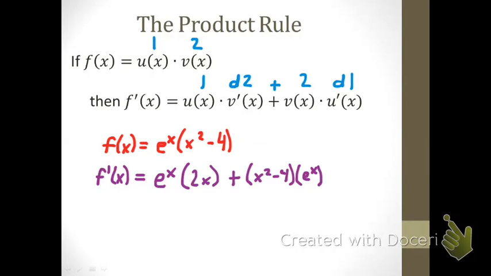The last thing you do is you try to clean it up a little bit. Now, for instance, I can write this first product here as 2x e to the x power, and then plus x squared minus 4 e to the x. I'll still leave that the way that it is.